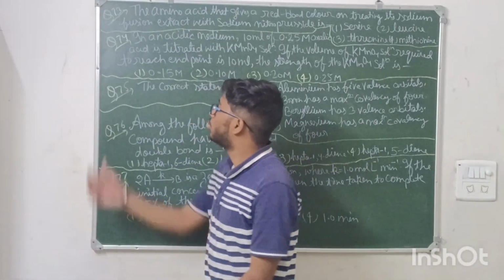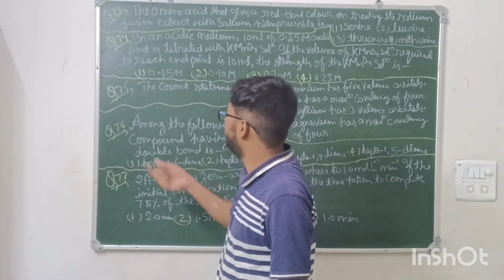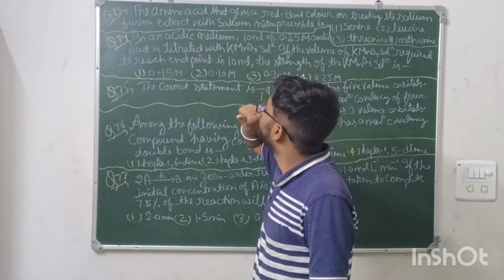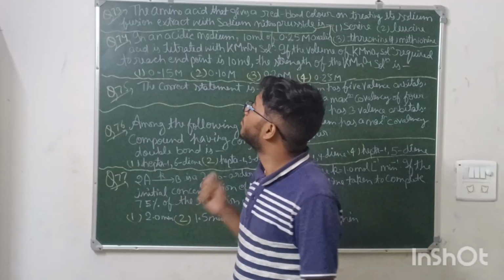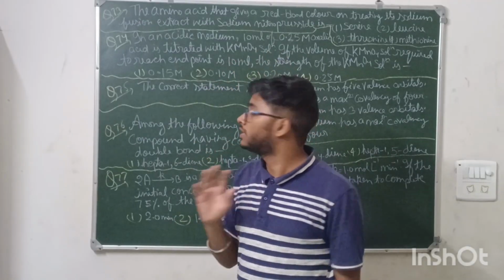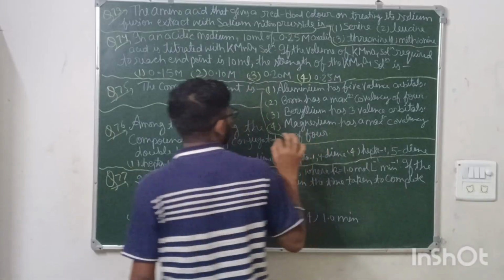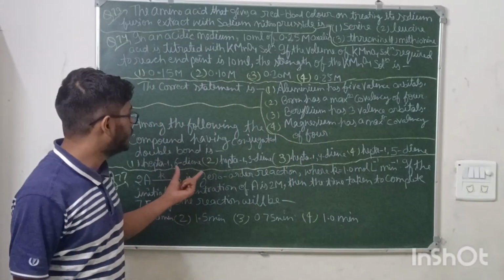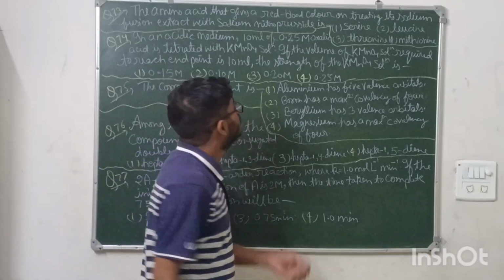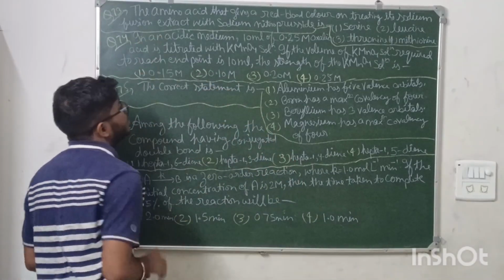Moving on to the next questions. Question number 73, 74, 75, 76, and 77. First of all, question number 73 is from the chapter Biomolecules. 74 is from the chapter Mole Concept. 75 is from the chapter Periodic Table. And 76 is from the chapter GOC. And 77 is from the chapter Kinetics. So, first of all, solving question number 73.